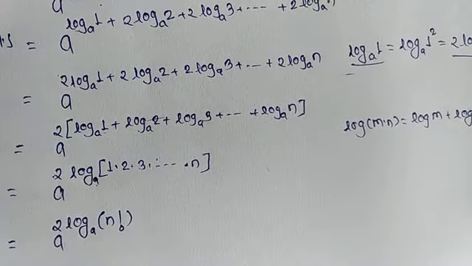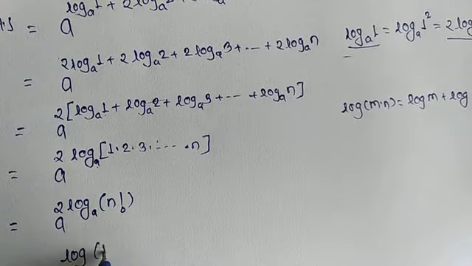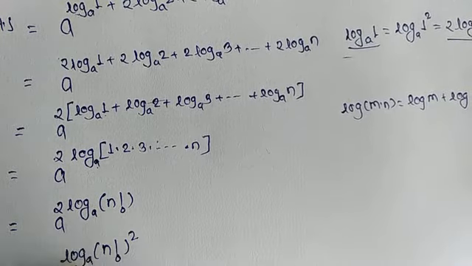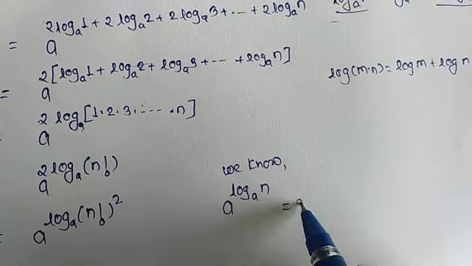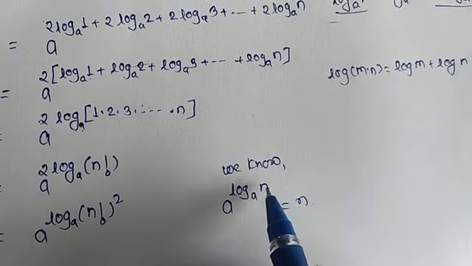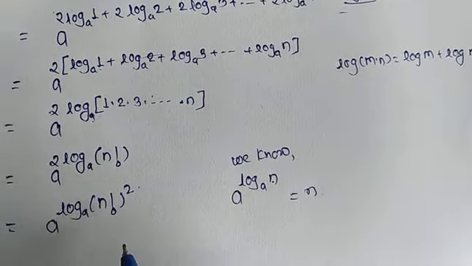Okay, so it can be written as a raised to log of n factorial square to the base a. And we know a formula, a raised to log of n to the base a is equal to n. So here n is n factorial square, so it can be written as n factorial square, which is our required proof, which is our RHS.